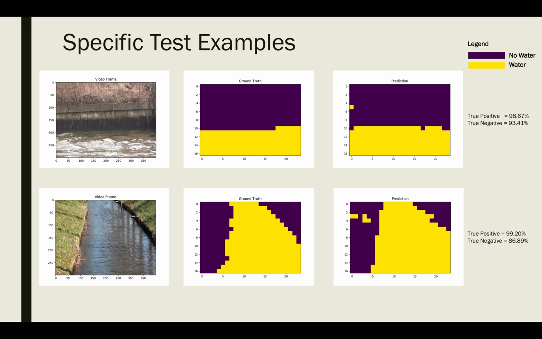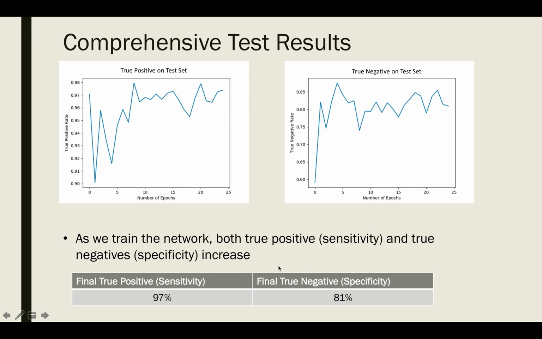Here are specific test examples where we have different scenarios of water in videos. The second column shows the ground truth, and the third column shows our prediction. We can see that we have pretty decent accuracy in finding the ground truth. The true positives and true negatives are around 98% and 93% respectively for the first video, and 99% and 86% respectively for the second video, which is pretty decent.